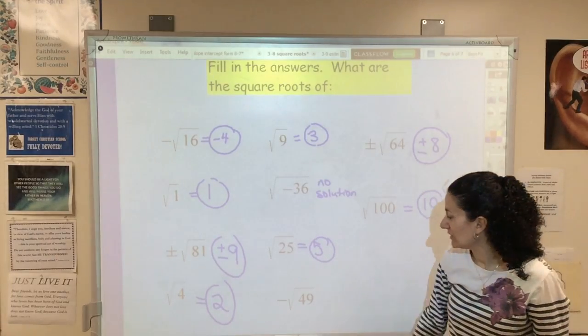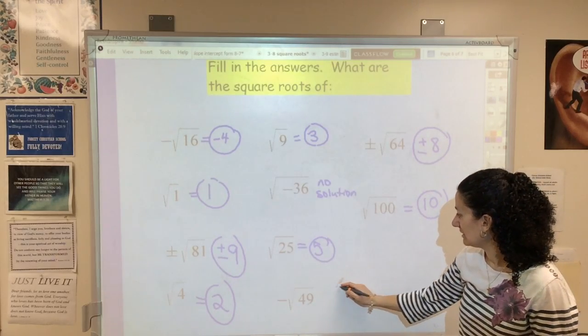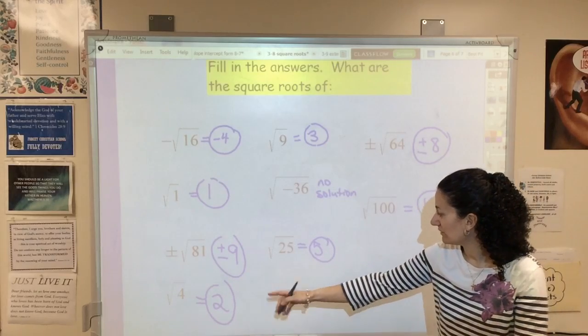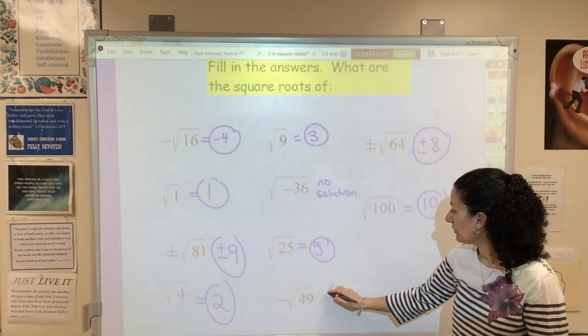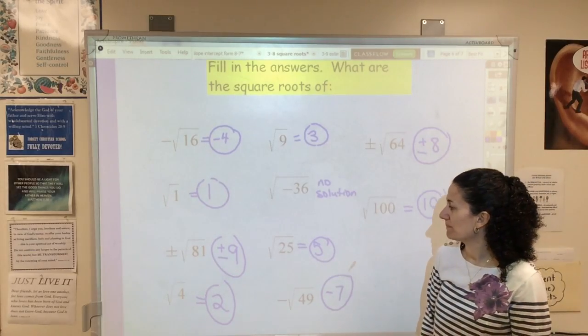Oh, we missed one down here. The negative square root of 49, well, the square root of 49 is 7, and since it's a negative outside the radical sign, we multiply by negative 1, and that would give us negative 7.